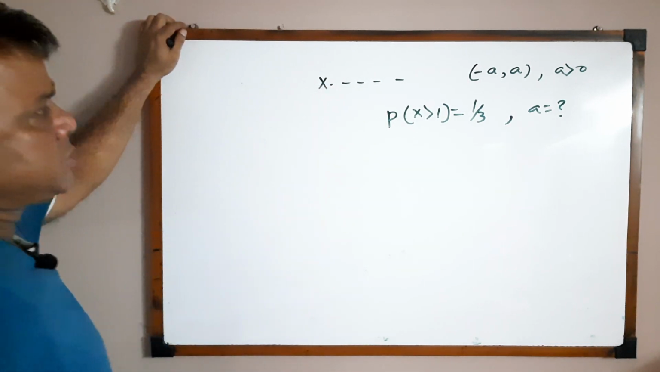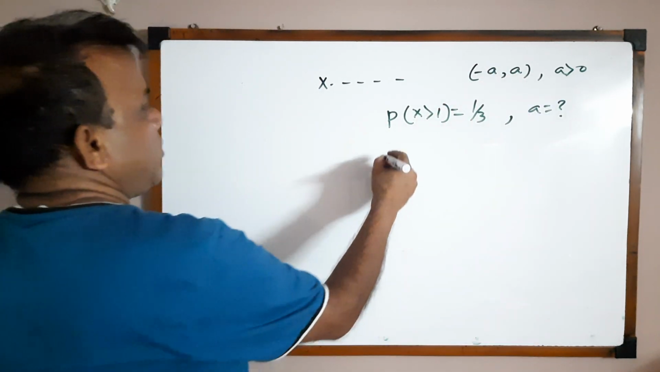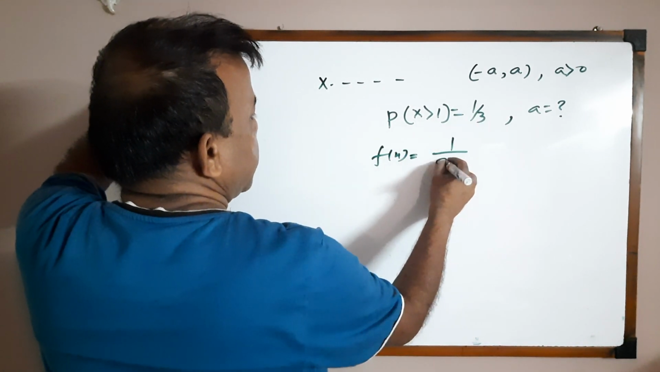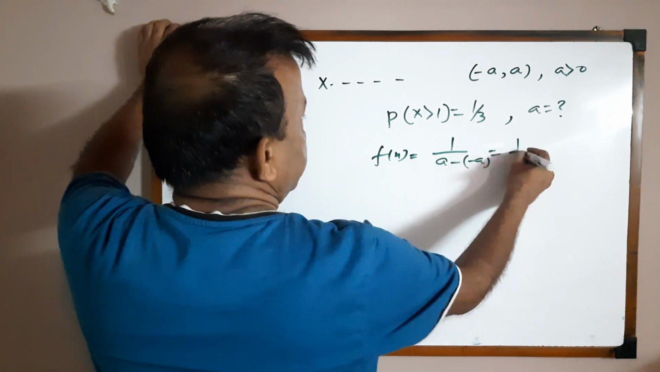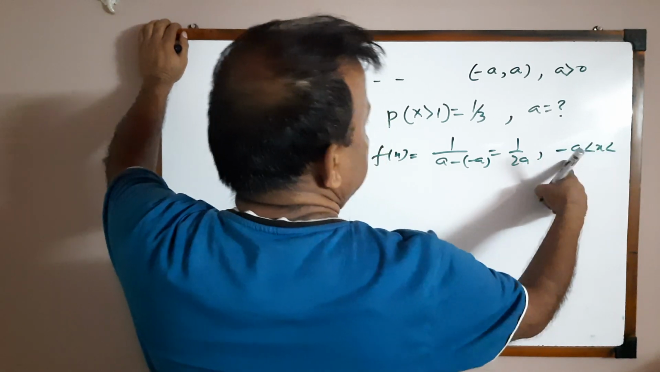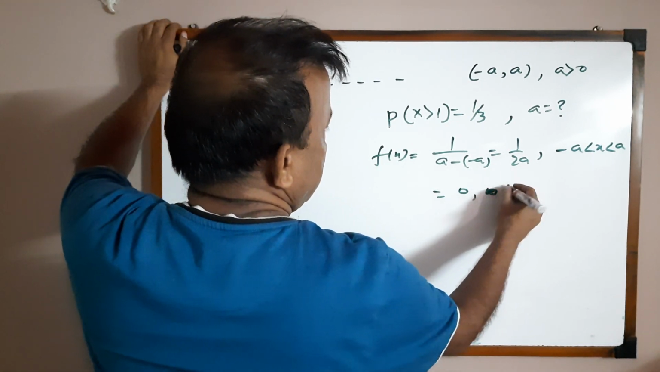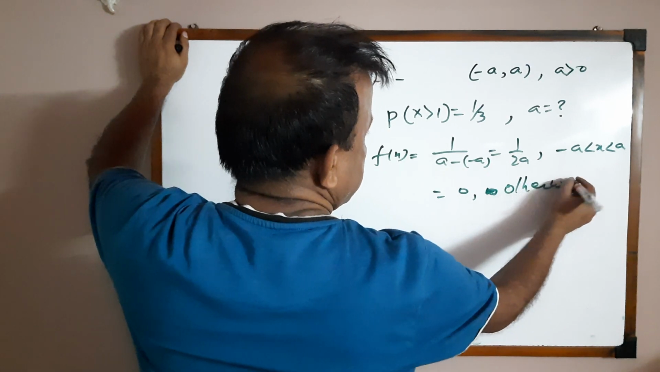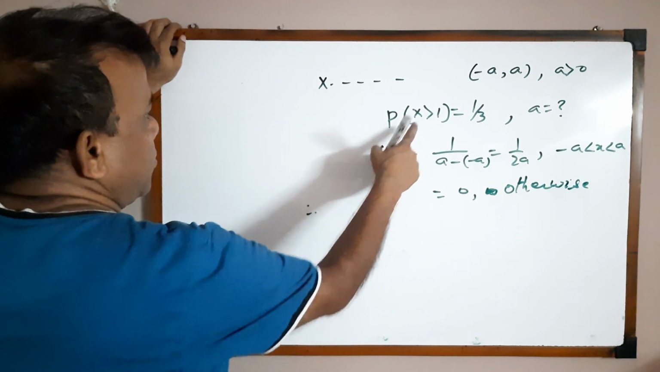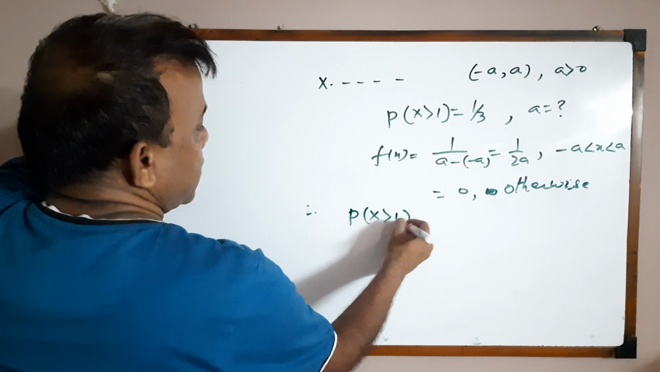As x is uniformly distributed over the range minus a to a, therefore the PDF of uniform distribution f(x) equals 1 by b minus a. That means 1 by 2a for the interval minus a less than x less than a. Otherwise it will be 0. Otherwise, probability x greater than 1 is equal to 1/3.